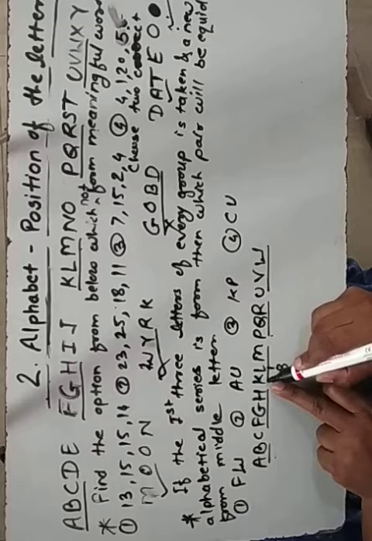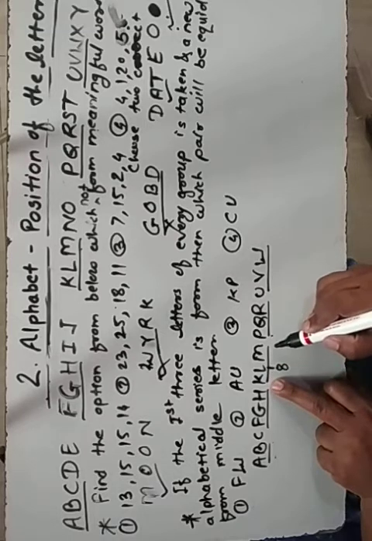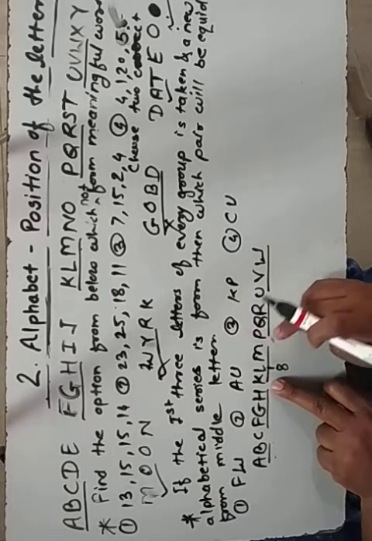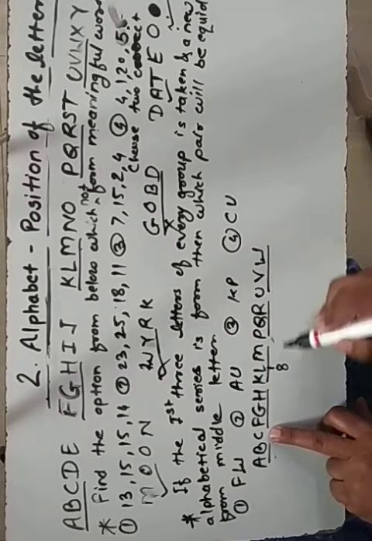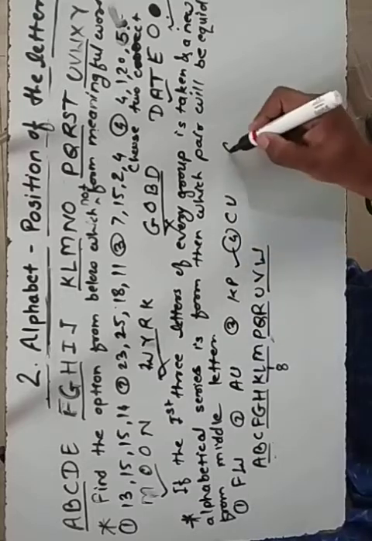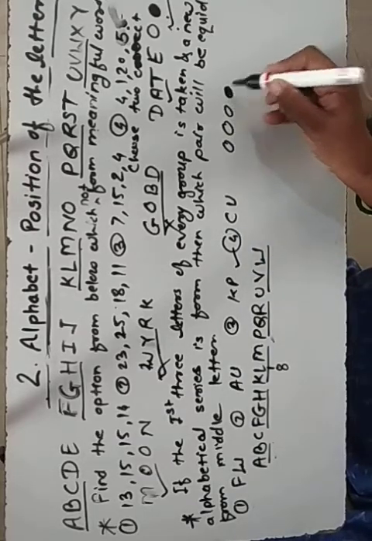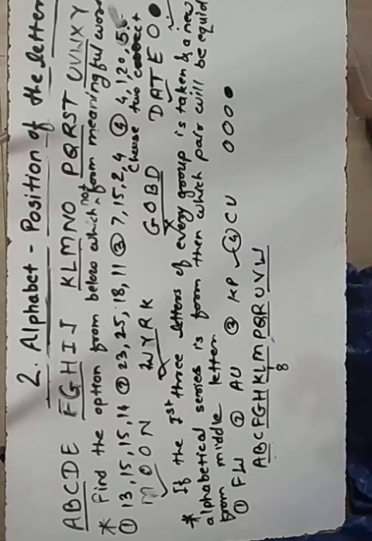Here K is immediately attached, adjacent to the L, but P is not adjacent, it has one letter in between. And lastly C and U. So C is here and U is here, and that is the correct option. So which option do we have to circle? The fourth option from this. So this type of question will come in the exam for you.